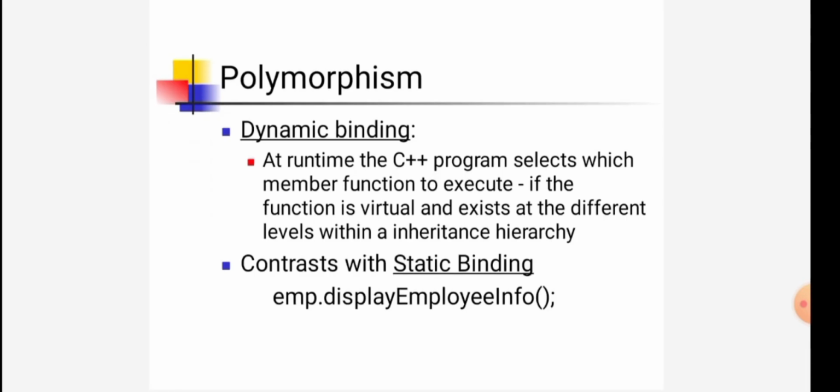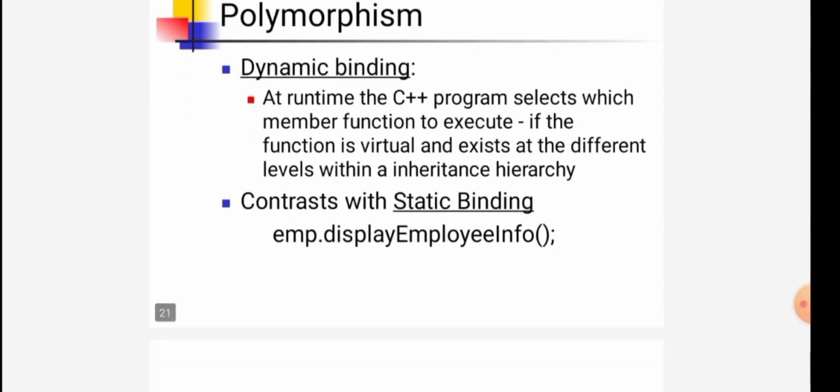Polymorphism, dynamic binding. At runtime, the C++ program selects which member function to execute if the function is virtual and exists at different levels within the inheritance hierarchy. Constructs with static binding: emp.display(); employee info.